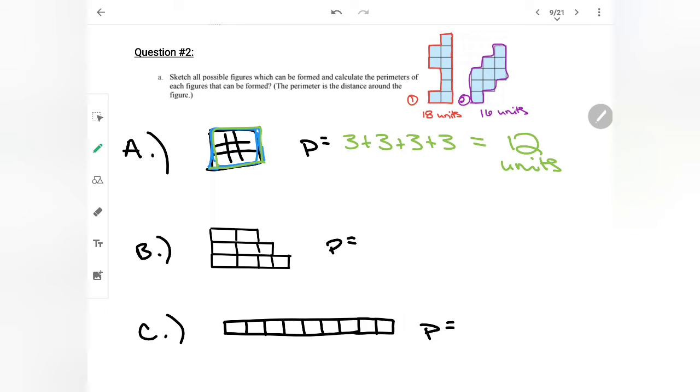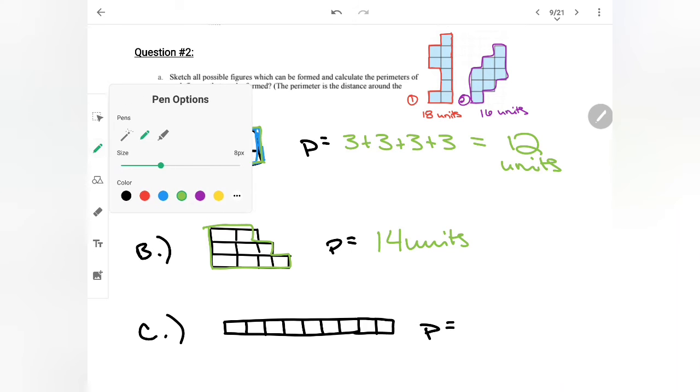Now for this next figure right here, we really can't do the same trick just because it's an odd shape. What I did to find the perimeter of this is I just counted around. So we've got 1, 2, 3, 4, 5, 6, 7, 8, 9, 10, 11, 12, 13, 14 units. So we're going to go ahead and write 14 units for a perimeter.